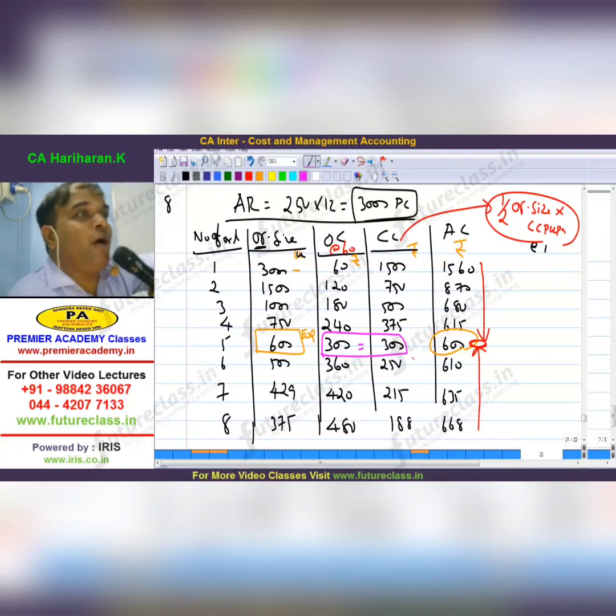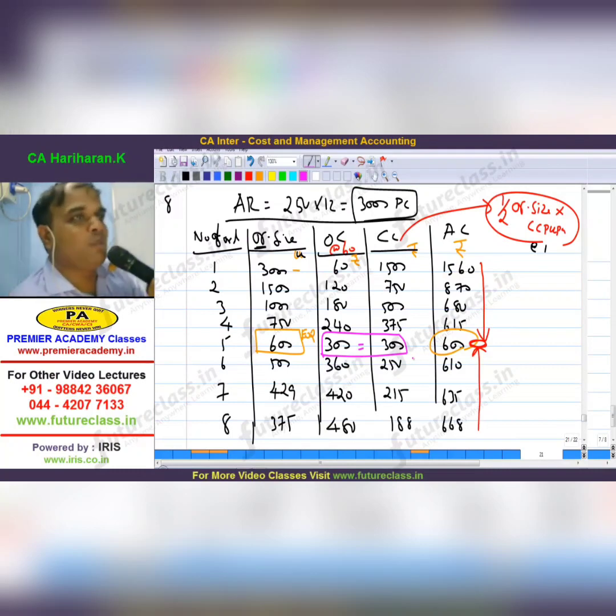On many occasions they ask the question with the help of EOQ: they will give the ordering cost but won't give the carrying cost, or they will give the carrying cost but won't give the ordering cost. They are testing this, because ordering cost and carrying cost are the same. Sometimes, for economic ordering quantity, they frame the formula.